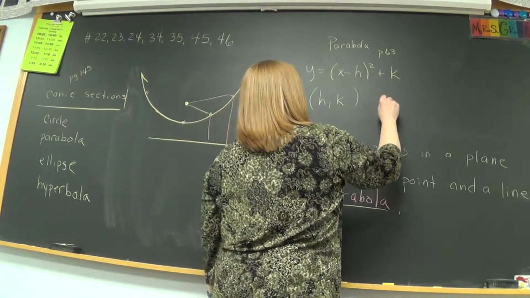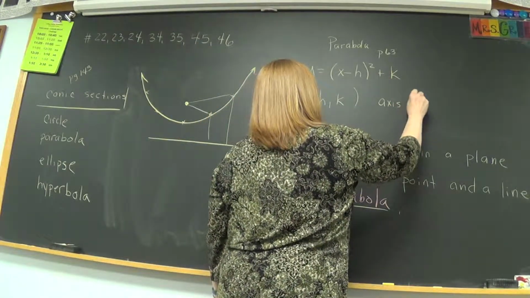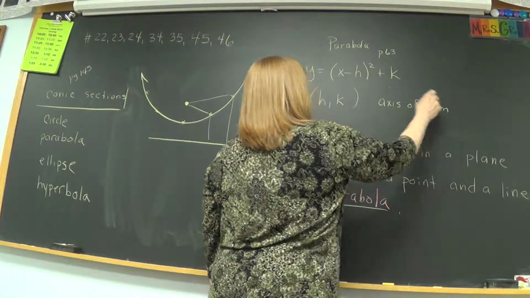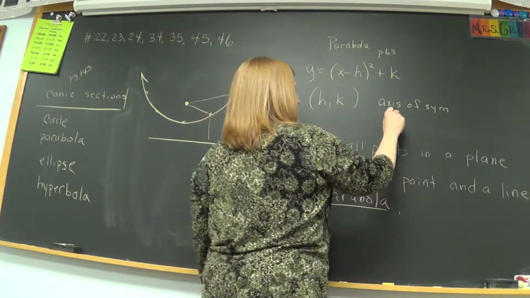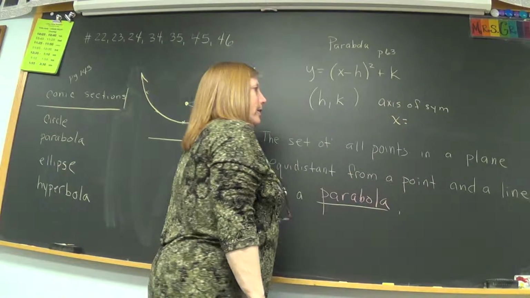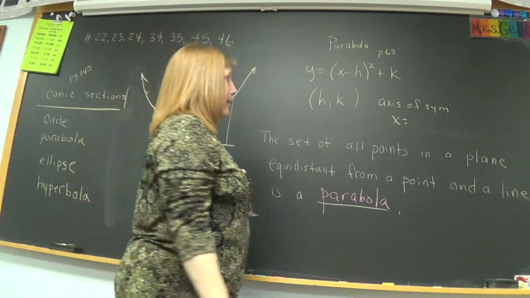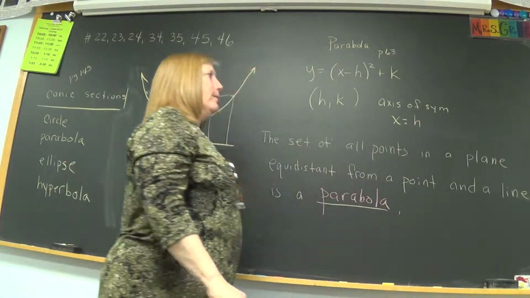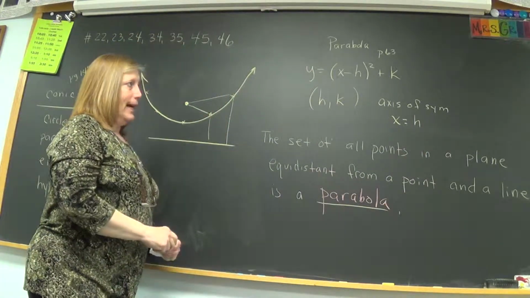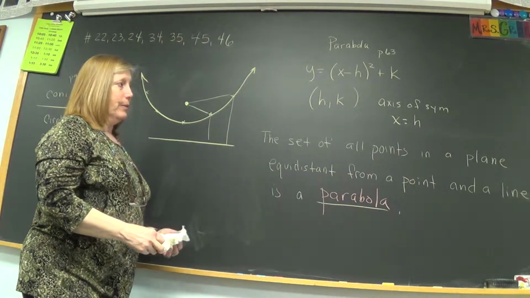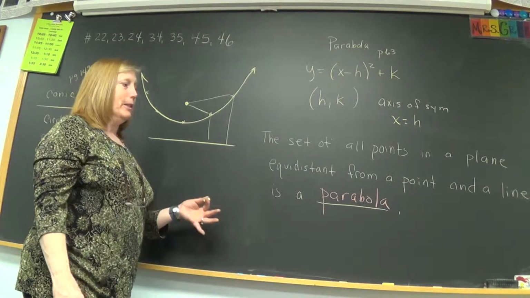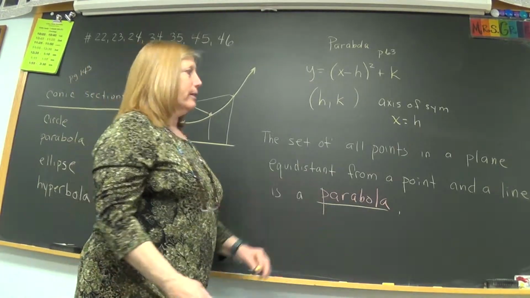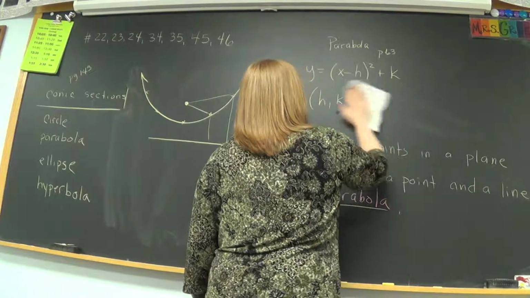Then we had something called the axis of symmetry, and that was also hidden in here, and it was always a vertical line. We're going to go horizontal with our parabolas today as well. It was always x equals h. So that's what we've seen in the past from the parabola. We're just going to look at parabolas from another perspective using the locus definition.